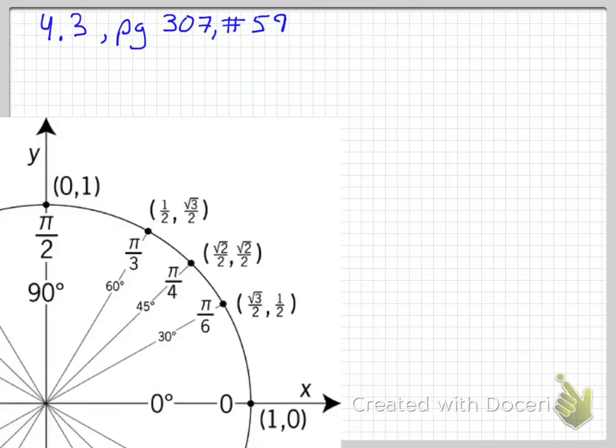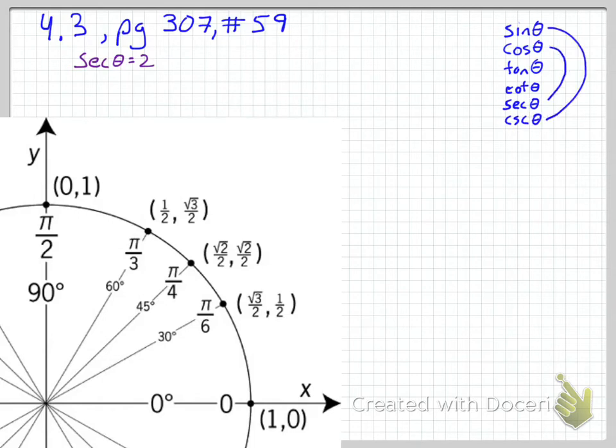So here we go. The problem says secant of theta equals 2. I'm going to draw our reciprocal rainbow because it helps to think of things in terms of sine, cosine, and tangent. I'll write these out: sine, cosine, tangent, cotangent, secant, cosecant, draw the rainbows, and I know that secant is the reciprocal of cosine. So if secant of theta equals 2, cosine of theta equals 1/2.